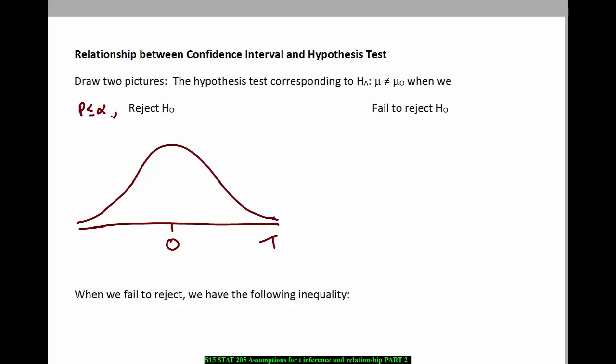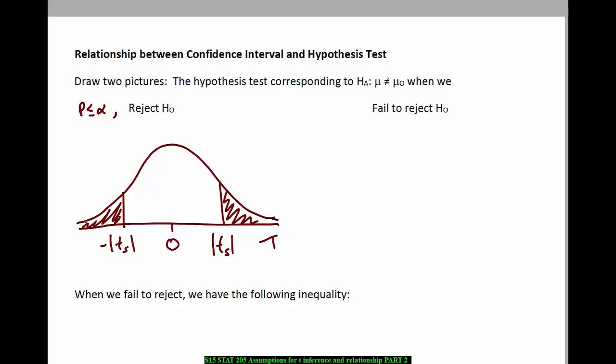So let's go ahead and draw in the alpha region and the p-value region. First, let's draw in the p-value region. So the p-value region is going to be the area to the right of the positive version of the test statistic plus the area to the left of the negative version of the test statistic. So that's our p-value. Now, if we reject the null hypothesis, that means that our p-value was less than or equal to our alpha level.